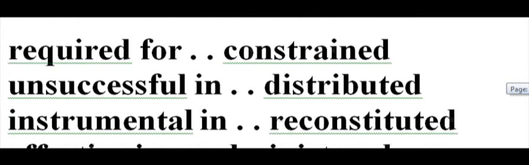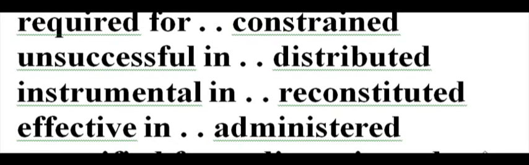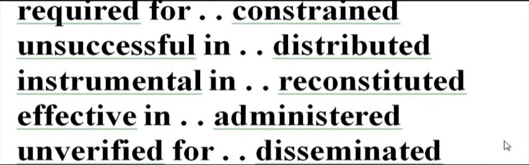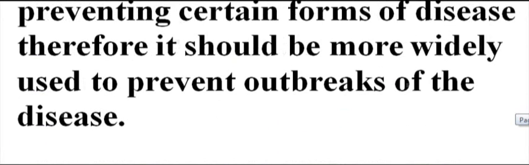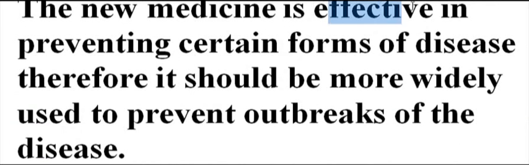These are our answer choices. Required for, constrained, unsuccessful in, distributed, instrumental in, reconstituted, effective in, administered, and unverified for, and disseminated. Chances are you will not know what all of this means, and frankly, it doesn't matter. All you have to know is the relationship and how these answer choices tie into what you chose. And what did we choose? We chose effective in and used to prevent outbreaks of the disease.